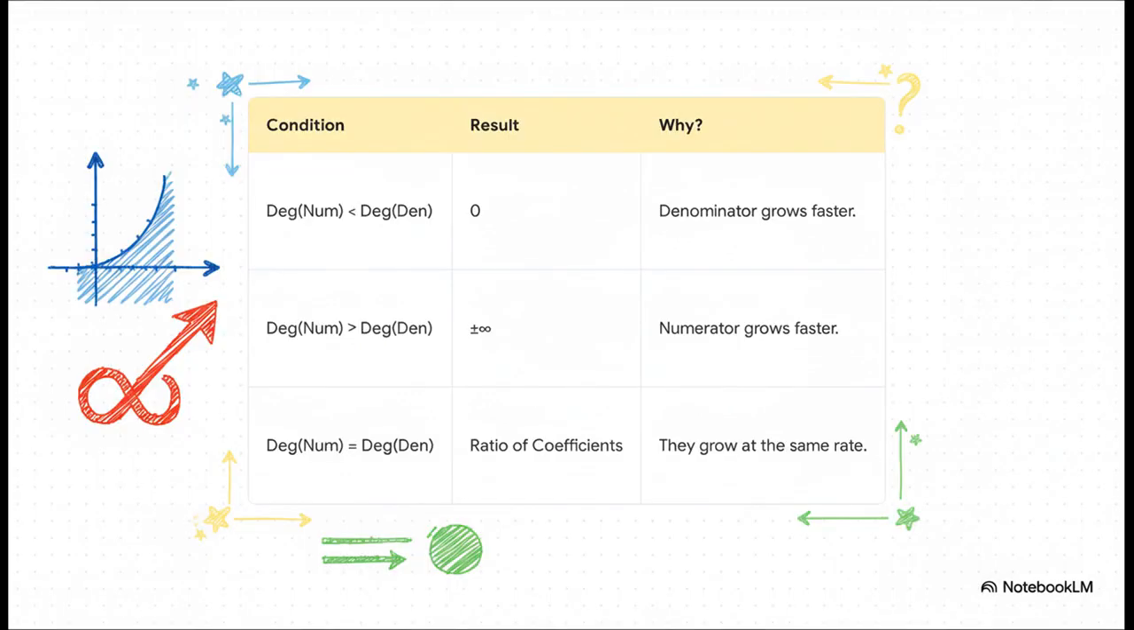This table lays out the rules of the road for rational functions, and it's really all about a race to infinity. Just think of the degree, that's the highest power of x, as the speed of a runner. If the denominator's runner is faster, the whole fraction gets pulled down to 0. If the numerator's runner is faster, the fraction blows up and shoots off to infinity. And what if they're tied? Well, then it's a photo finish, and the limit is just the ratio of their leading coefficients.